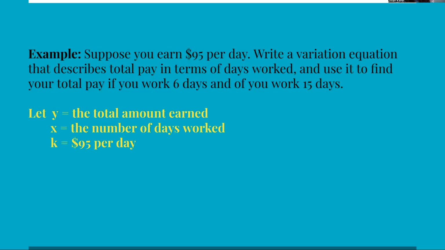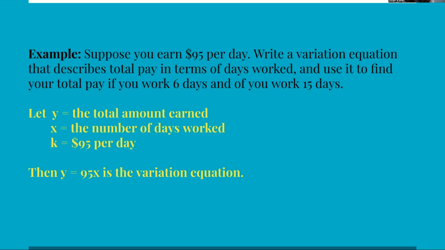We suppose $95 per day. So if we have a number of days that we already know, we would earn 95 for every one of those days. That ends up being multiplication. So 95 times 3 for working 3 days. In that case, that means that this is a direct variation. Even though it didn't explicitly say so, it's kind of embedded a little bit in the problem. So we have y is the total amount that you earn, x is the number of days that you work, and k is $95 per day.